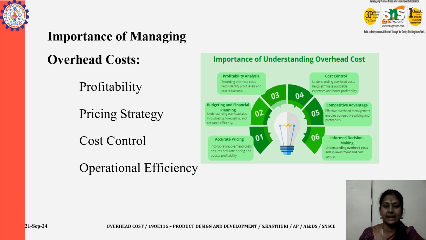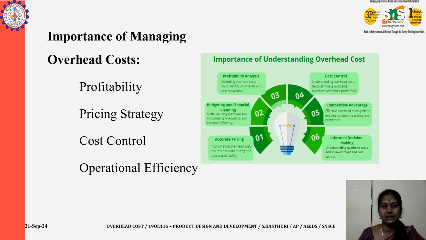Second one is pricing and pricing strategy. Allocating overhead costs accurately is crucial for setting product prices. If overhead costs are not properly accounted for, it could lead to underpricing, which may result in losses, or overpricing, which could hurt sales.